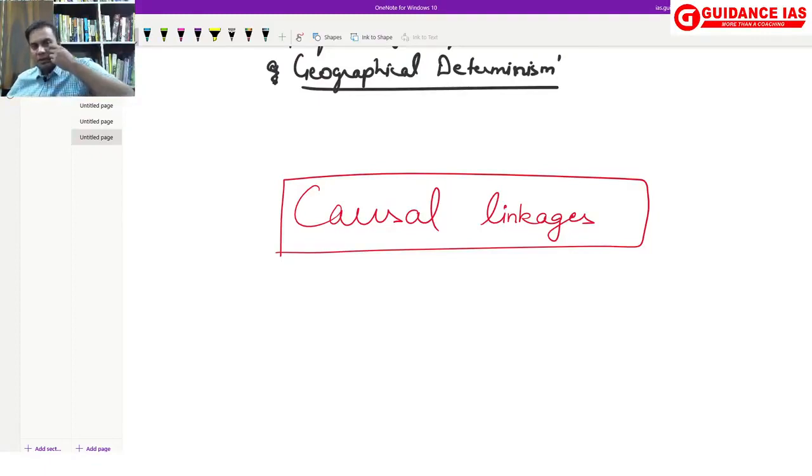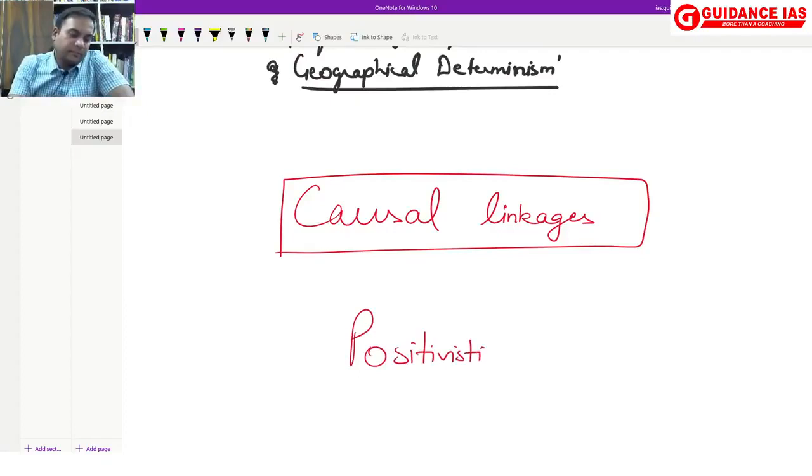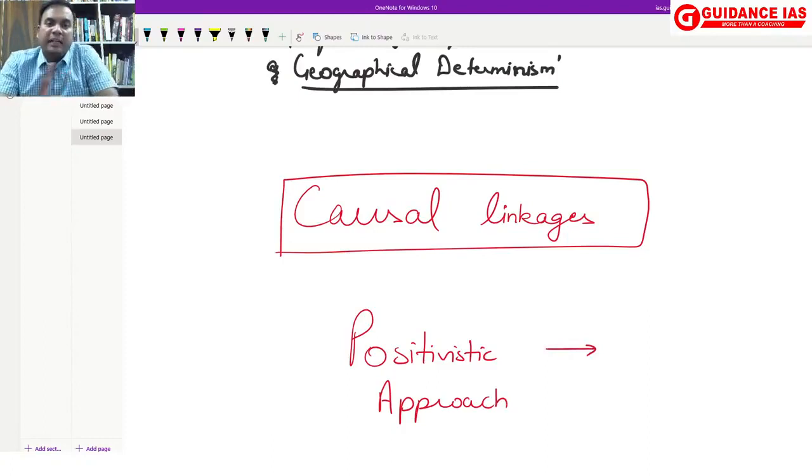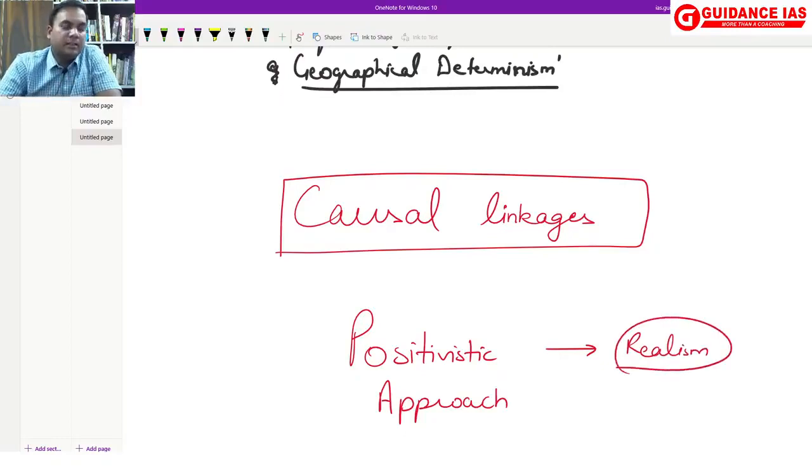Using the positivistic approach. So we will see later, positivistic approach is what? Positivism is the opposite of idealism, or positivism is essentially realism. So one form of realism is positivism. So they tried to make it more positivistic or realistic.